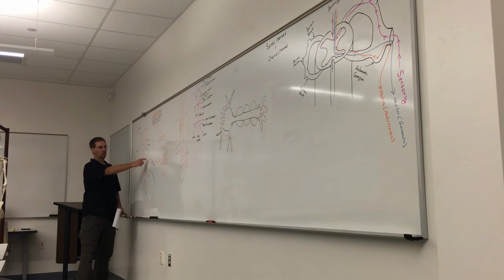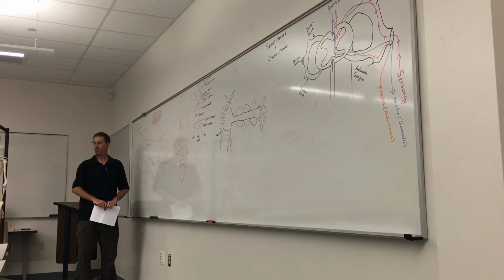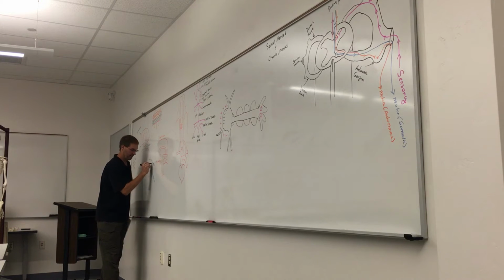These are really high order processes coming from here. What about the occipital lobe? What's going on back there? This is primarily visual processing.